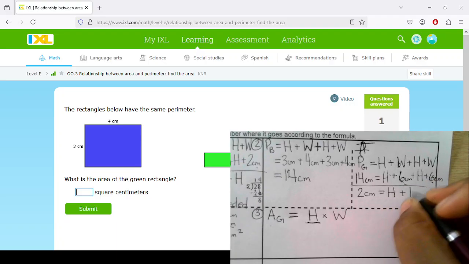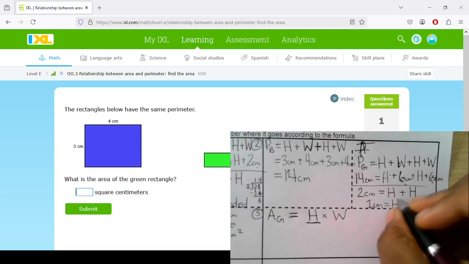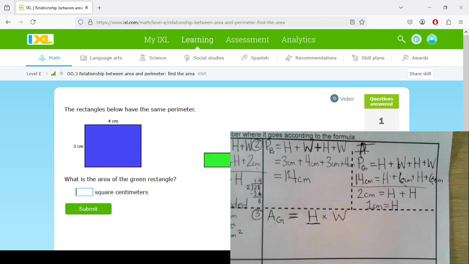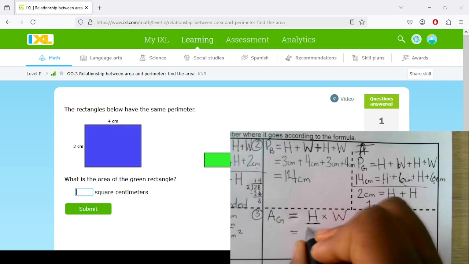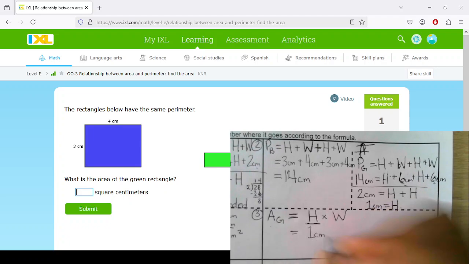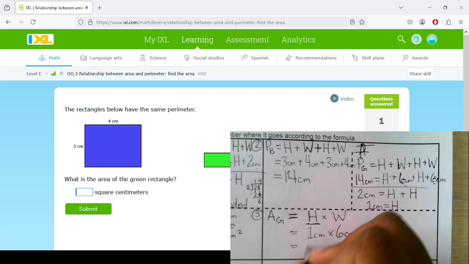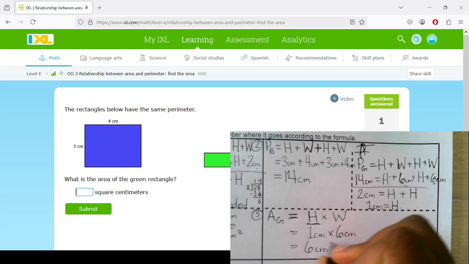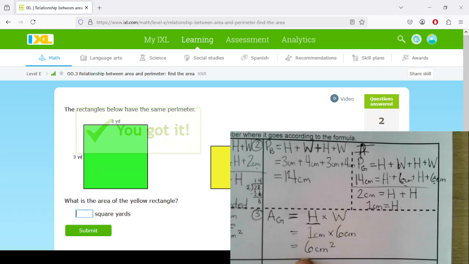It's going to give me height plus height. So half of that, 1 centimeter, is equal to height. So now that I know the height of the green rectangle and the width of the green rectangle, I can find 1 centimeter times 6 centimeters is equal to 6 square centimeters. Make sure that that is what you type. Okay, so each time we're working backwards.